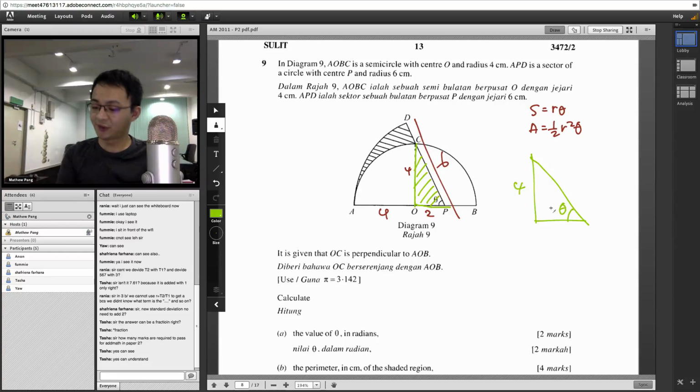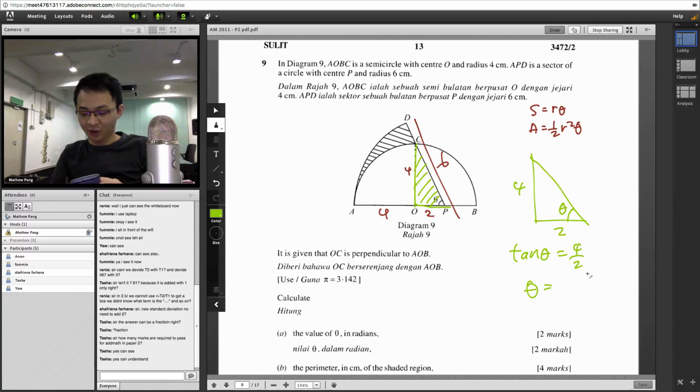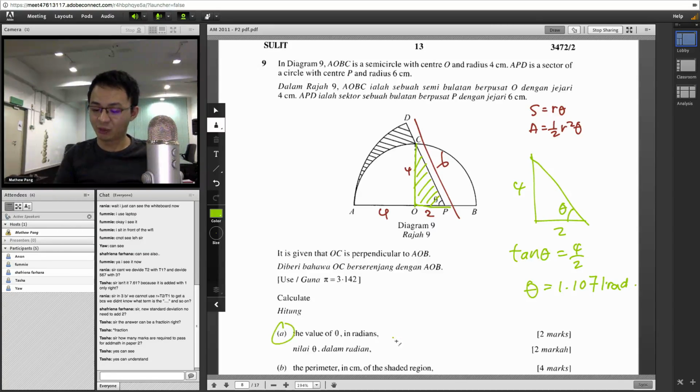So I know this is 4, this is 2. I'm going to use tangent. Tangent delta equals 4 over 2, which is opposite over adjacent, so this is 2. Then I use the calculator. Make sure you change your calculator into radian. So shift tangent 2, you will get 1.107 radians. Then I can easily get my 2 marks.